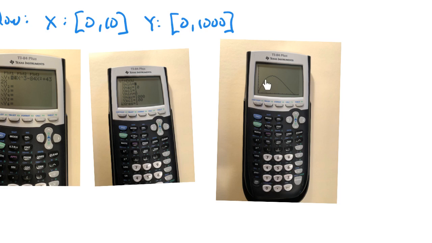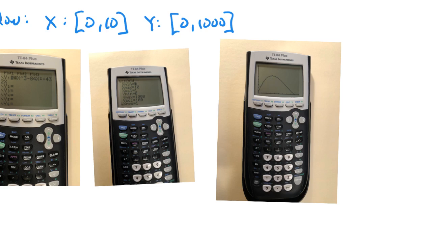I know most of you have done this plenty of times. Move it to the left so you're on the left side of the hump. Anywhere on the left side, hit enter. Then move your cursor to the right side of the hump, anywhere, and hit enter. And it's going to ask for a guess. You can just hit enter on that guess. It just needs a starting point. Any starting point will work. And then it should give you the maximum.